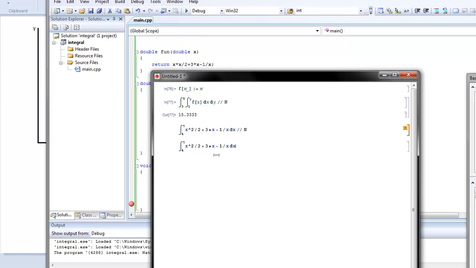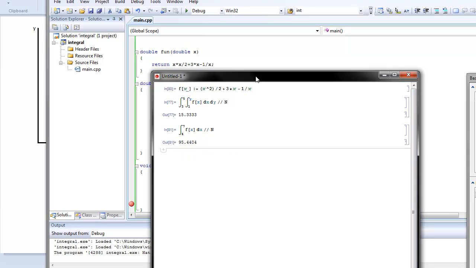I know what went wrong. Okay, so let me define the function f of x equals x squared plus 3 times x minus 1 divided by x. Yeah, that should be fine, and here we're just going to integrate the function f of x. Yeah, here we go.